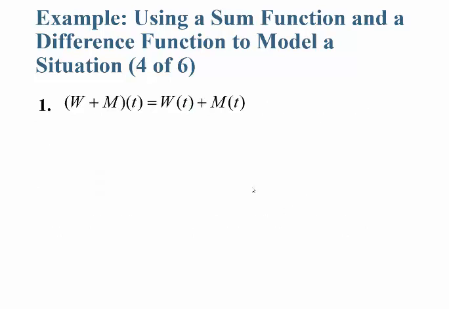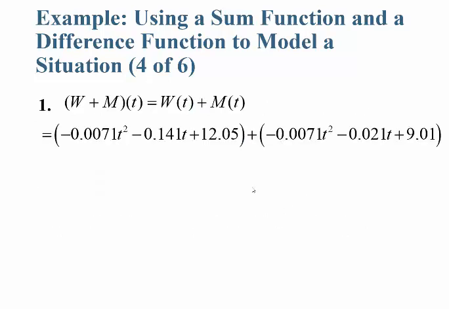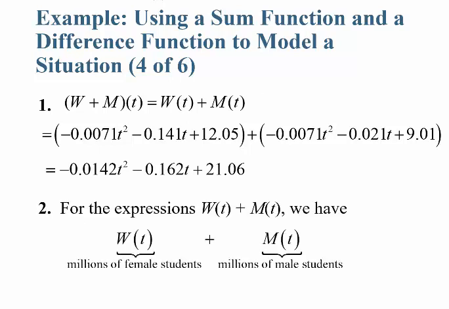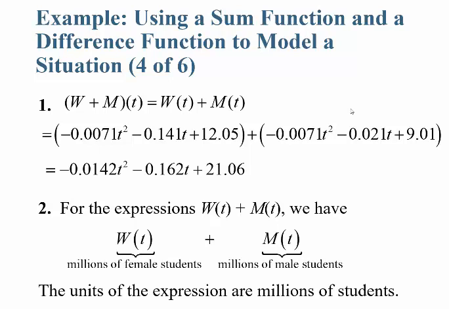All right, so first off, the sum. All I'm going to do with the sum is take the two different functions that I have for women's enrollment at t years since 2010 and men's enrollment at t years since 2010 and add them together. So when I add the two functions together, I simply get this right here. All right. So for the unit analysis, we have millions of females plus millions of males. So the units of the expression just are millions of students. So whatever number I come up with, if it comes up to be like 10, that means there's 10 million students.